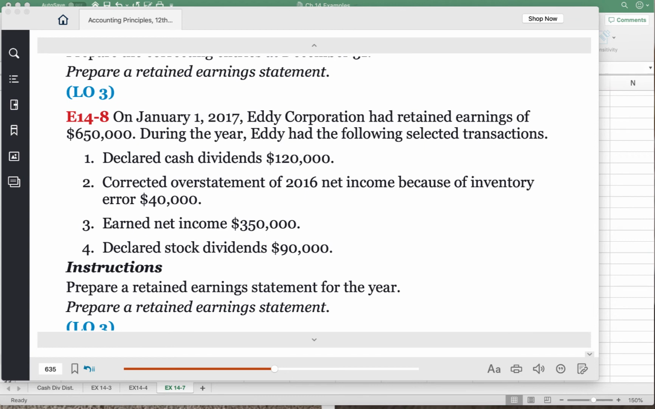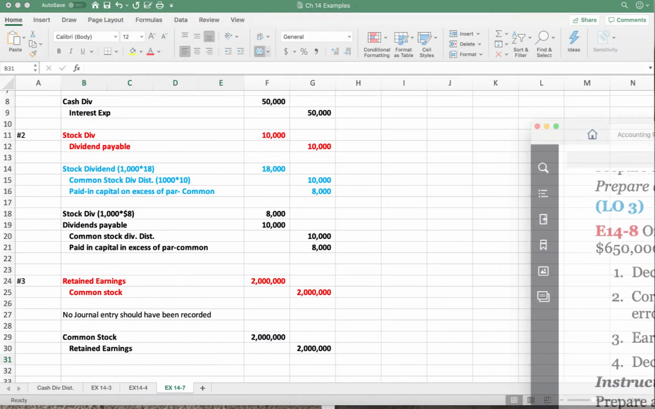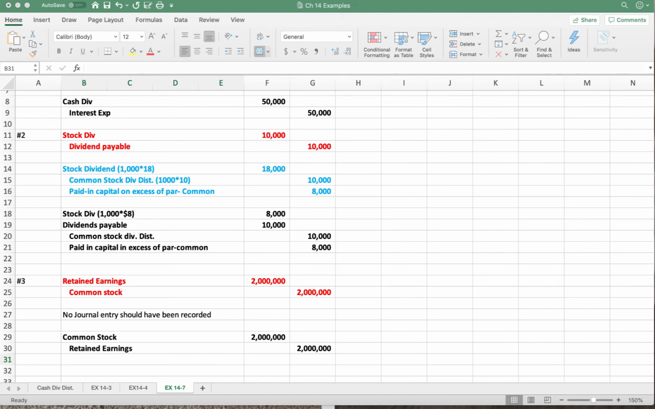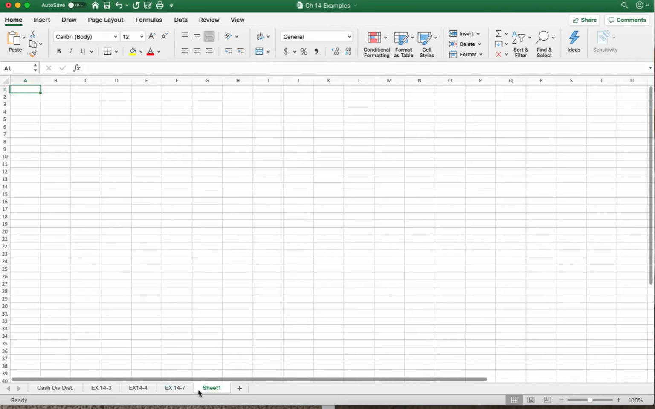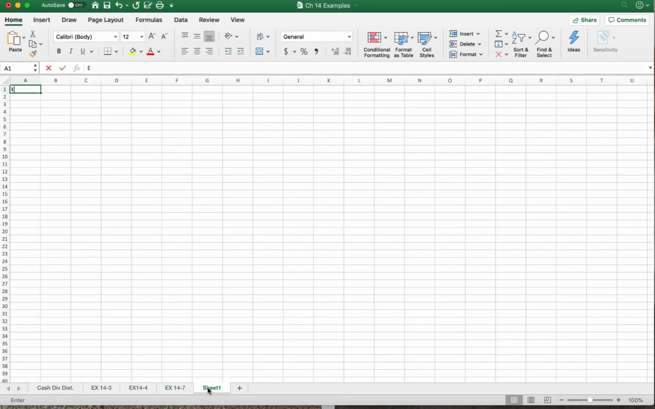What we need to do is prepare a retained earnings section for the year. If you remember in the lecture video, I said, hey, you're going to need to know that slide and how to correctly put together the retained earnings statement, right? So I'm going to click a new page. It's going to be exercise.